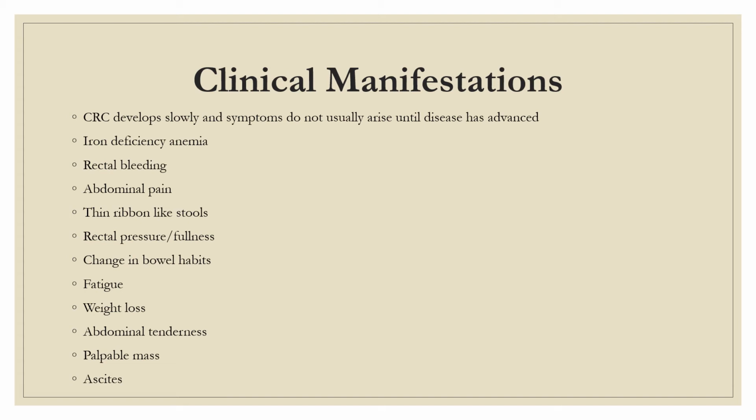So presentation, how do patients present? Colorectal cancer is slowly developing, and symptoms usually don't arise until the disease is advanced. We might see some iron deficiency anemia, especially if the patient is bleeding slowly internally. There may be some rectal bleeding, abdominal pain. The patient may have thin ribbon-like stools. They can feel rectal pressure or fullness, change in bowel habits, sometimes even going from diarrhea to constipation, feeling of fatigue, some weight loss, and abdominal tenderness.